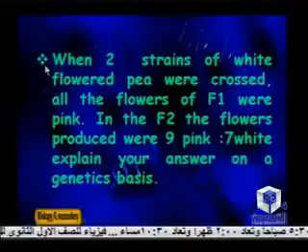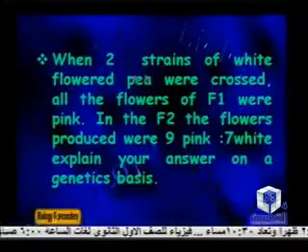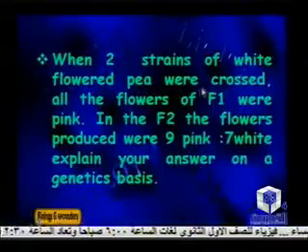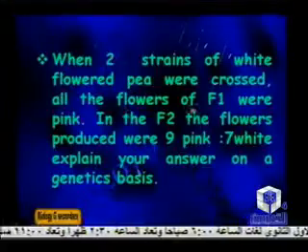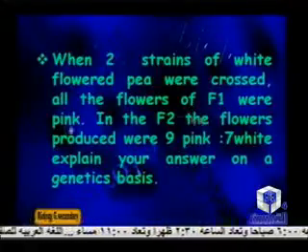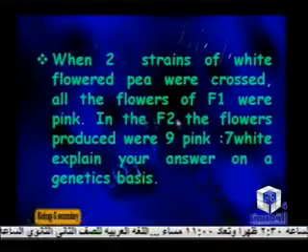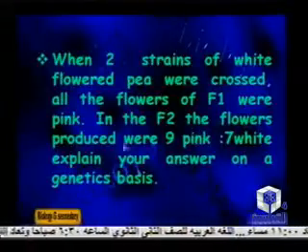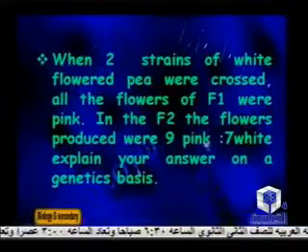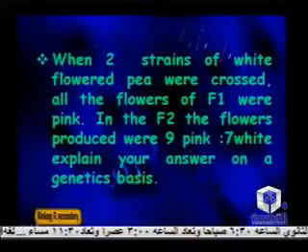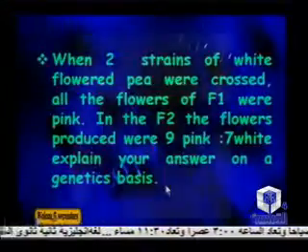An example: when two strands of white flower pea were crossed, all the flowers of the first generation were pink. In the second generation, the flowers produced were 9 pink to 7 white. Explain your answer on a genetic basis.